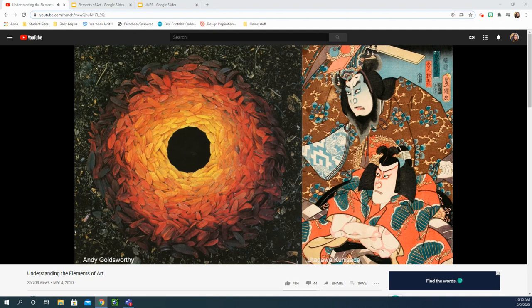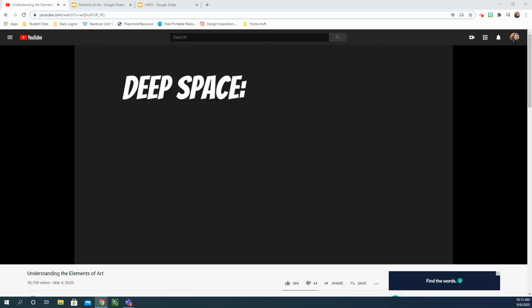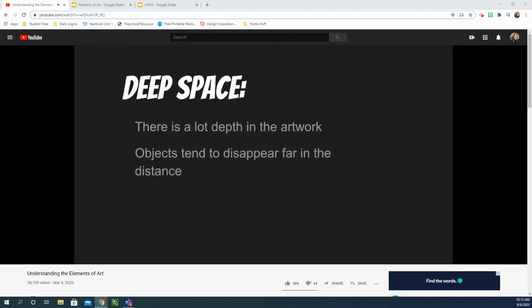What do you think deep space means? Clearly, it would be the opposite. So deep space means there's a lot of depth in the artwork. And when we look at artworks with deep space, we tend to see objects disappearing far in the distance, or it feels like there's a lot of room to move around. You can maybe frolic in the artwork.